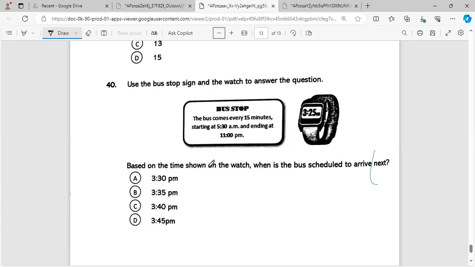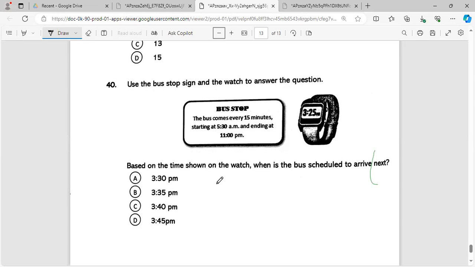Sir, I got my answer. Sir, 3:30. I think it's 3:35, sir, because that's 15 minutes from it. Sir, the answer is B. Sir, it's actually 3:40. The answer is 3:40.